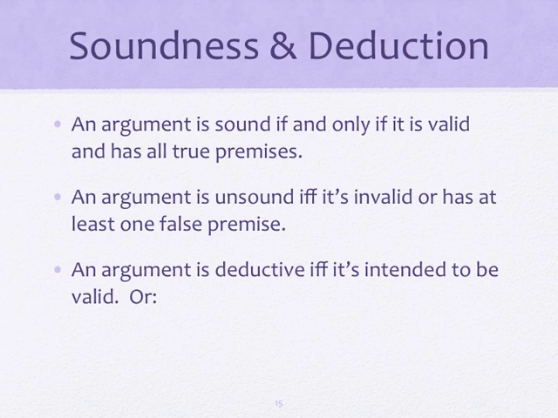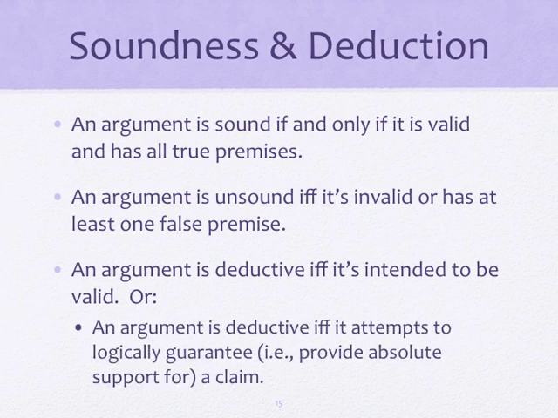And here's the definition of deduction. An argument is deductive if and only if it's intended to be valid. In other words, it's deductive if and only if it attempts to logically guarantee or provide absolute support for a claim, as we saw in the Iraq argument. I live in Iraq, and that is supposed to provide absolute support for the fact that I live in the Middle East. But in the Jane argument, it wasn't going for absolute support, right?